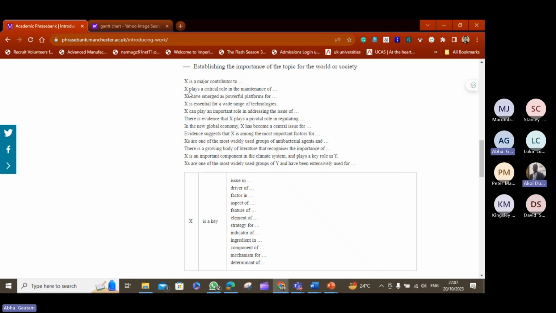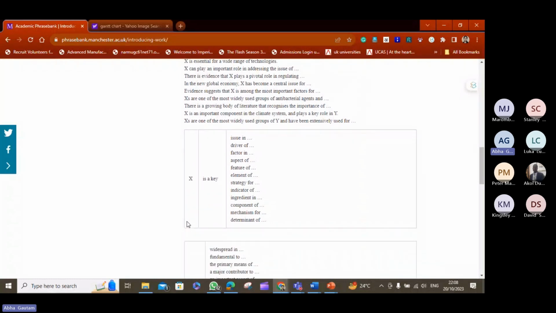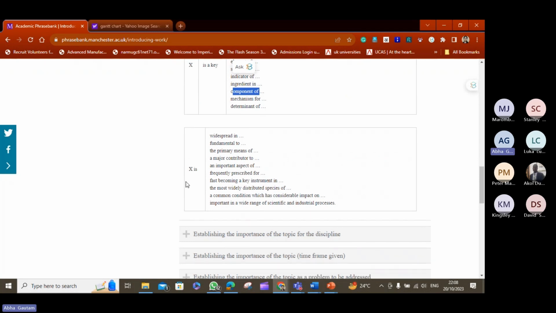See, we can write, this particular thing plays a critical role in the maintenance of. We can write, we are showing the importance. So we may write, this particular topic can play an important role in addressing the issue of, and then after "of" you can place your topic. Or we can use, in the new global economy, X has become a central issue for. Or you can use these phrases where X is a key driver of. Or this particular thing is a key component of, because after all, you are showing the importance. Or you can use X is the primary means of. X is the most widely distributed species of.